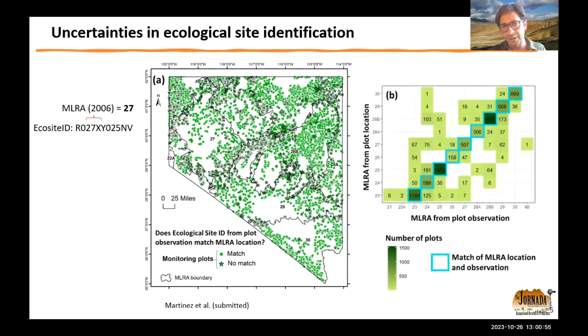Here, this figure is just showing the confusion matrix that shows the MLRA from plot location, so based on the GPS, pretty much. And the x-axis is from plot observation that I traced back using the ecological site ID. So the squares with the light green color are where we technically are supposed to see more plots, and this is the case. But we can also use this information to see, oh well, those plots within the middle of an MLRA, what is going on? Why did this plot use an ecological site concept from elsewhere?